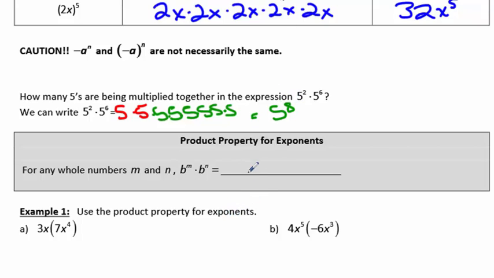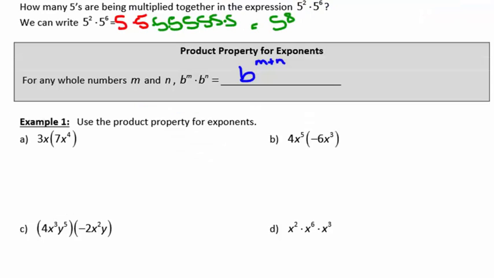That brings us to our first property, the product property for exponents. If you're multiplying 2 bases together, you're going to be able to add their exponents. 2 copies of 5 and 6 copies of 5 result in 8 copies of 5. M copies of b and n copies of b result in m plus n copies of your base b.